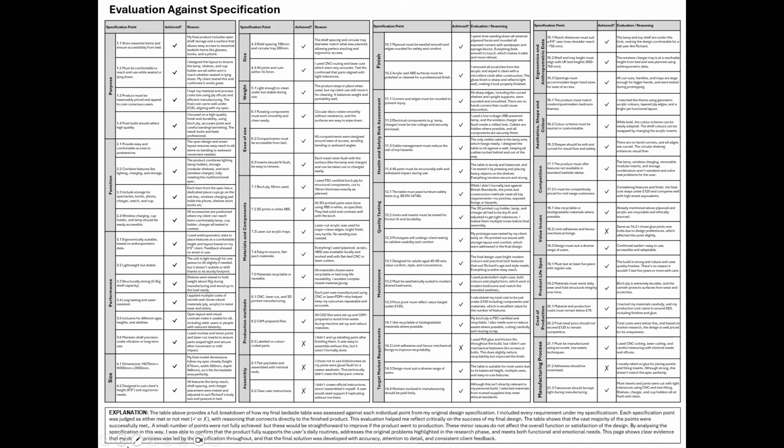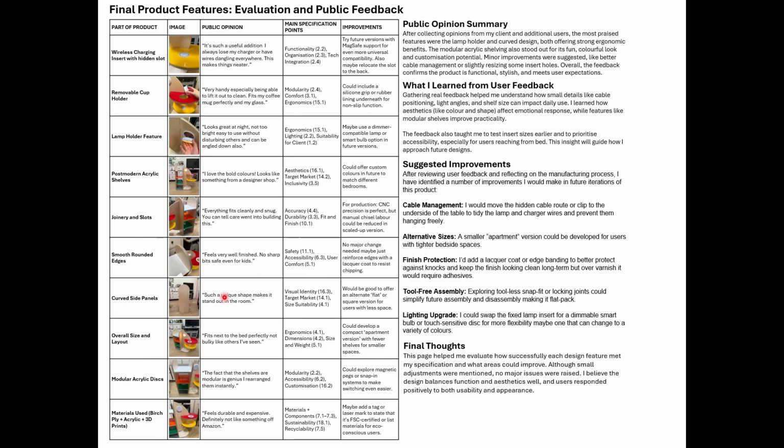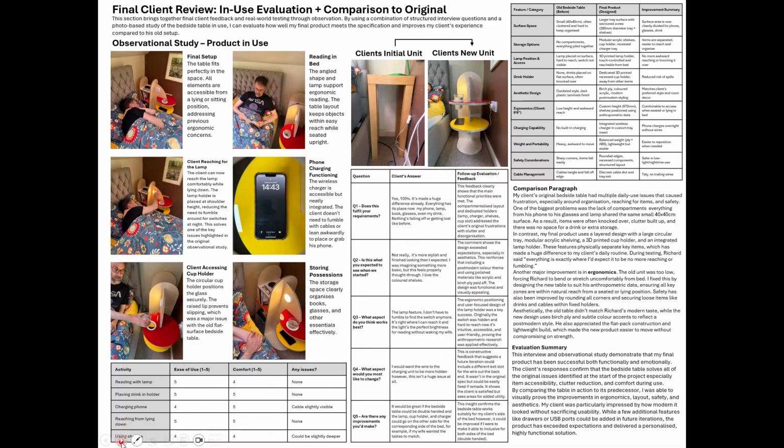I also explained at the end these are my final product features. Basically all the features of my bedside table: wireless charging, removable cup holder, lamp holder, acrylic shelves, joinery and slots, smooth rounded edges. You get it. I then just did all this on the right. I then did a final client review where I did an observational study again, just like at the start. So you see how it's linking together. You want to be able to do that.